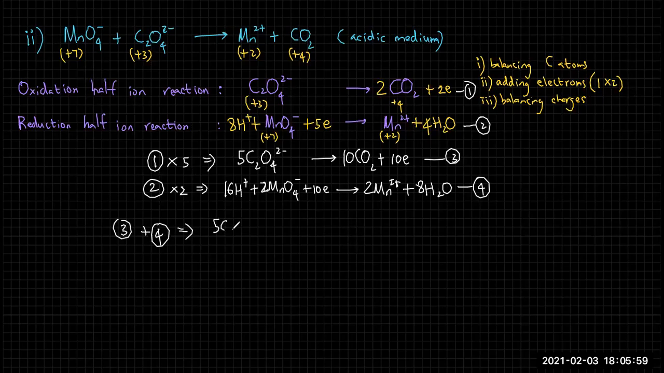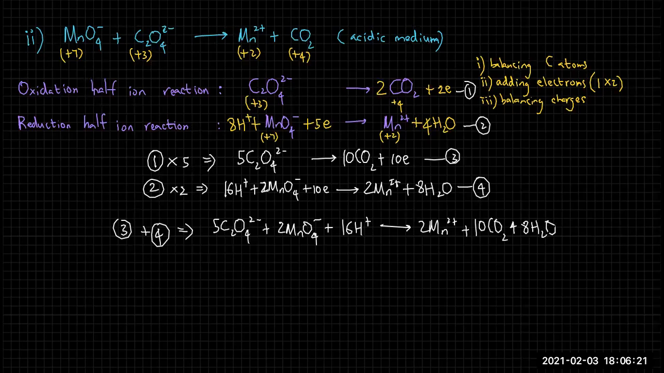So when you add 3 and 4, what will you be getting? 5 C2O4 2 minus plus 2 MnO4 minus plus 16 H plus. And the products, electron and electron will get cancelled off. That's all. And on the other side, we have 2 Mn2 plus, 10 carbon dioxide and 8 water molecules.